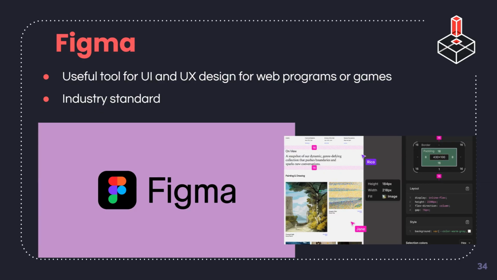Figma. Figma is a super awesome software and tool for UI and UX design for web programs or games. It's the industry standard in the field. It allows you to, with a lot of creativity, design UI and UX and plan out your experiences. So if you wanted to, after you made that really helpful flow diagram that I talked about, you could then go into Figma and design that type of interface.